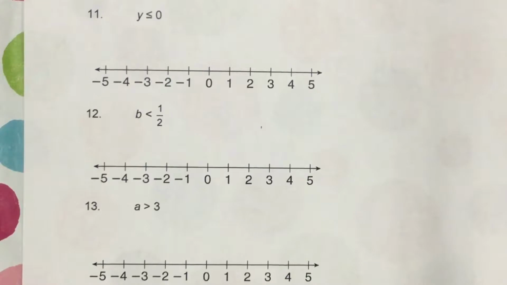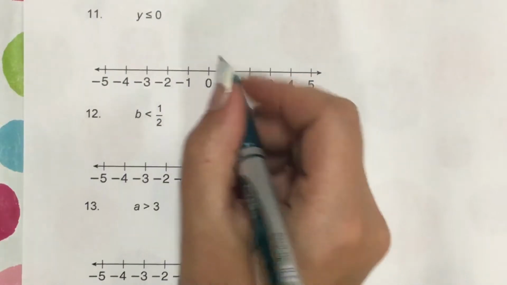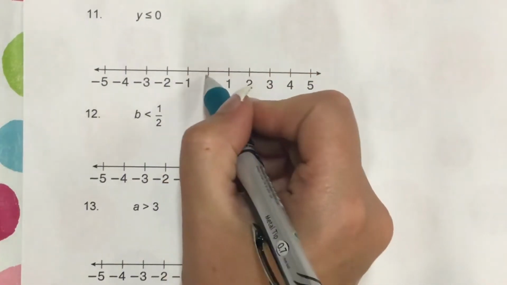All right, we are back. Let's go ahead and see how you did on number 11. So we have y is less than or equal to 0. So I need to go to 0. And 0 is right here, and I need to figure out what circle I'm going to do.